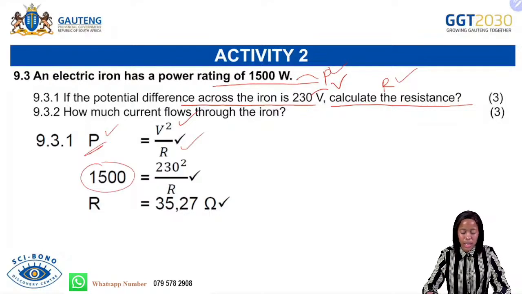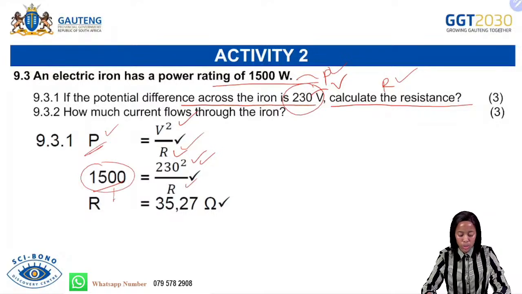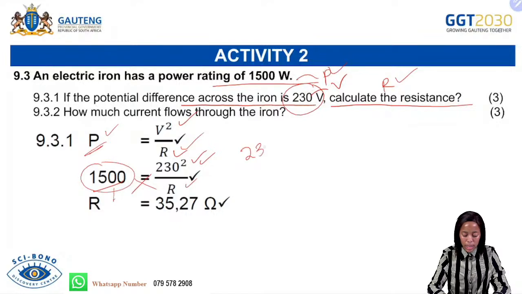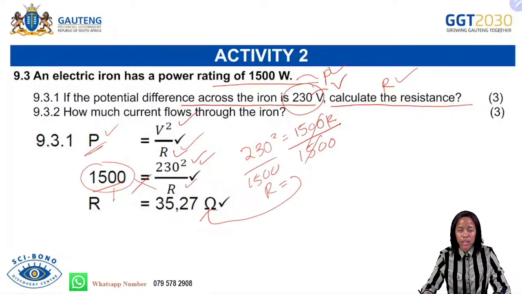So our power is 1,500 watts, and the potential difference is 230, and we are calculating the resistance. So how would you get your answer there? You are going to cross multiply. When you cross multiply, it would be 1 multiplied by 230 squared is equal to 1,500 multiplied by R. From there, we are going to divide by 1,500 on both sides. So you would then calculate your R, and your R would give you 35.